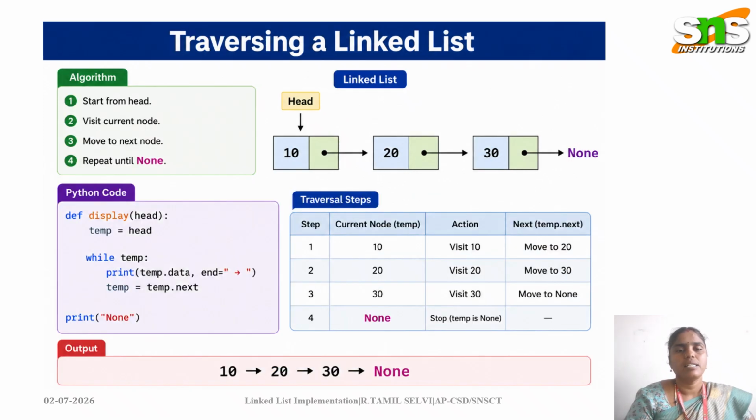Traversing a linked list. Traversal means visiting every node. We have to start from the head node, that is the first node in the linked list, visit the current node and move to the next node. And we have to continue the same process until we find None.